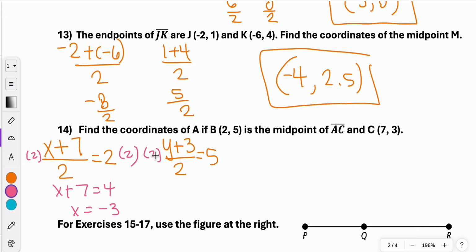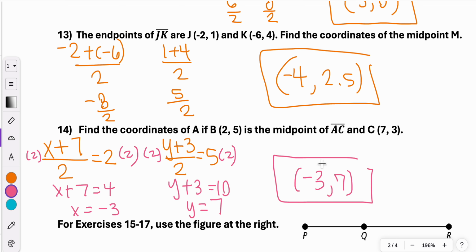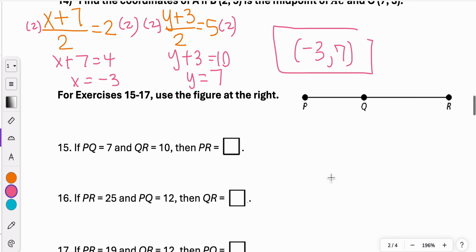And then for my y values, multiplying by 2, so I get y plus 3 equals 10. So y has to be 7. So my coordinate of the endpoint for A is -3, 7. Okay. For exercises 15 through 17, we're just using the picture at the right. So if PQ is 7, QR is 10, I'm just adding those together to get 17.